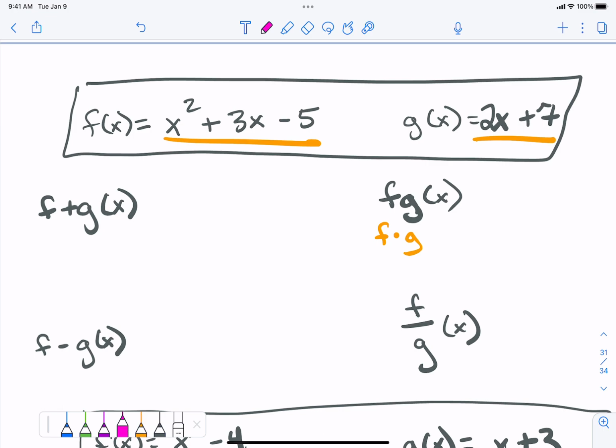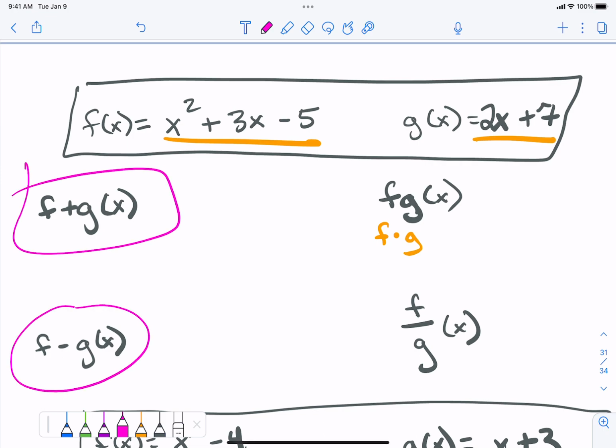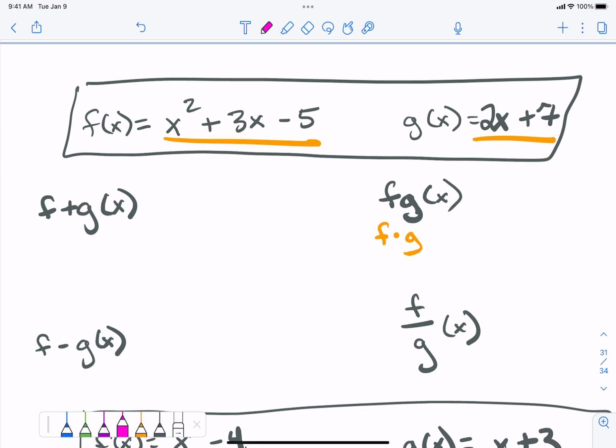Which one do we start? Any of them. This one's plus, this one's minus, multiply, divide. A lot of them you're just combining like terms. Do you want me to write the work down or just the answers down? Well, this one, here's the work.